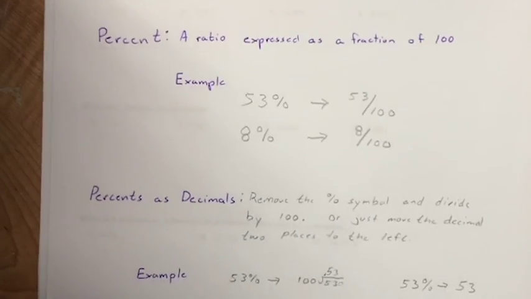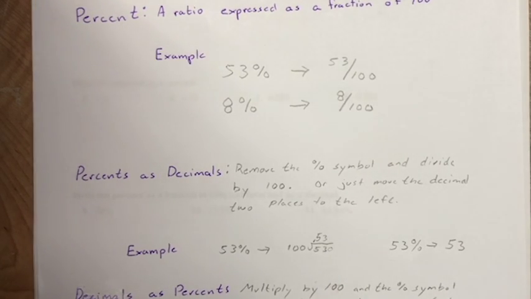What we normally see is dealing with decimals. It makes our life a little bit easier, believe it or not. And if I had to give you a percent and I need you to change it to a decimal, we simply remove the percent symbol and divide by 100. Or we can just move the decimal two places. So I'm going to show you both ways.